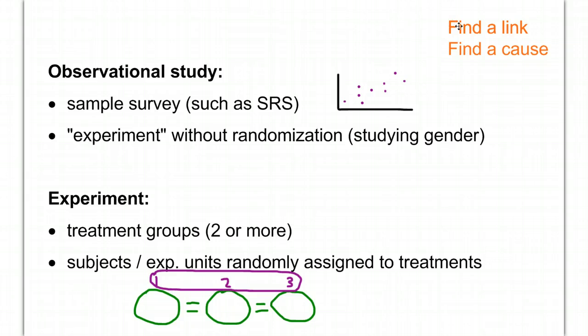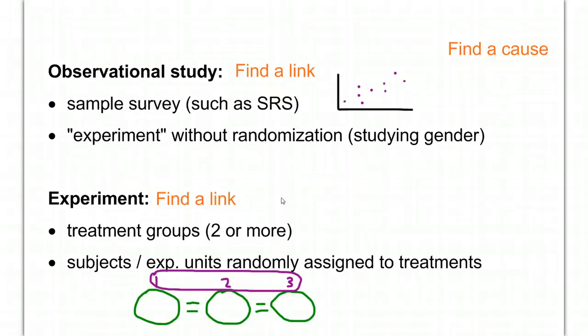So looking up in the corner here, whenever we're trying to find a link between things, both observational studies and experiments will do that. They will find that this variable is linked to that variable. So we can drag that over here, drag that over here. Both of these will find a link. When we want to find a cause, an observational study will not tell us the cause. We need to do an experiment to be able to find a cause.